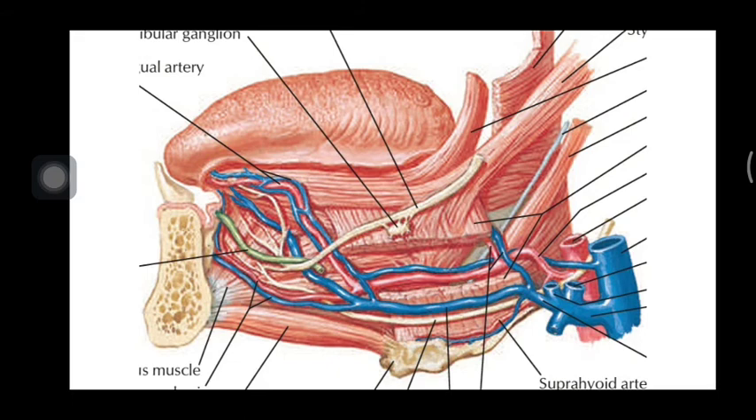Now we will look into the branches of the lingual artery. The first branch is the suprahyoid artery. This is the first part of the lingual artery, and it gives off the suprahyoid artery along the upper border of the hyoid bone, and it anastomoses with the artery of the opposite side across the middle line.